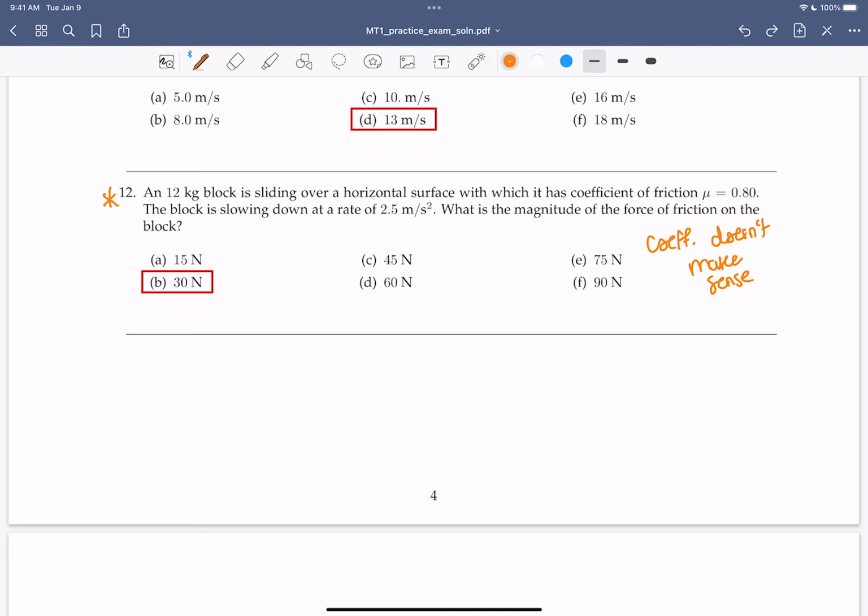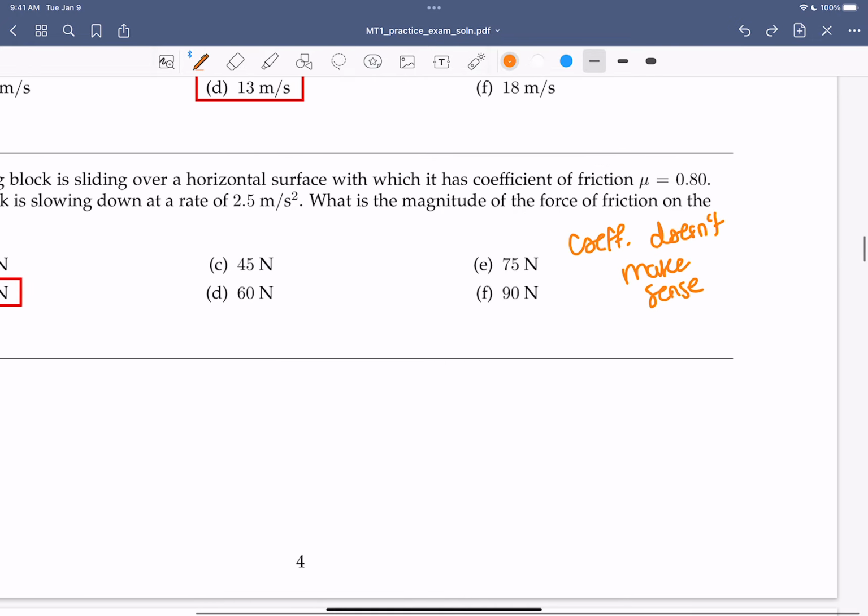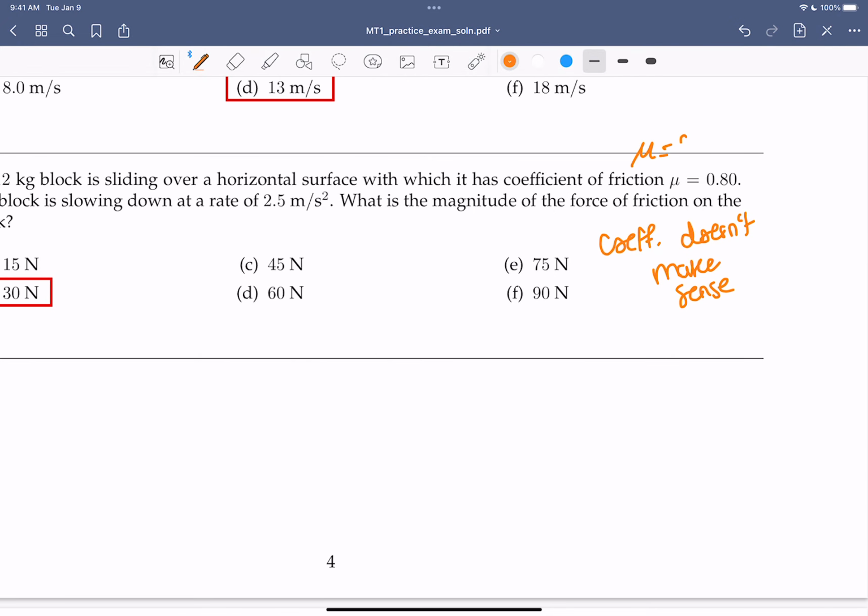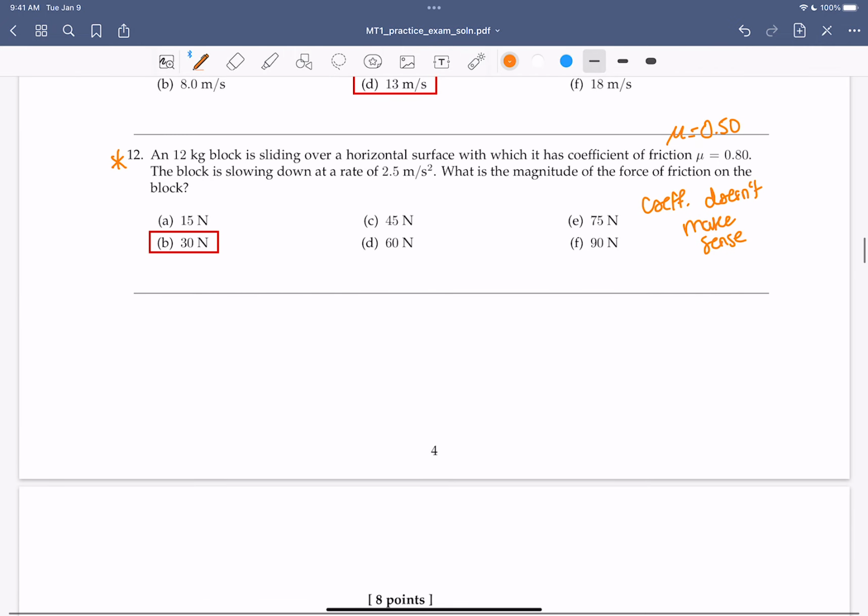Oh, the answer that you guys have is 60 newtons? That's weird. Oh, you guys had mu as 0.5. Well, I don't know if I just have an outdated practice exam or if I just downloaded the wrong one or what happened, but okay, sure. I mean, we can go with a mu of 0.5. Let's do that. That's fine. No worries.